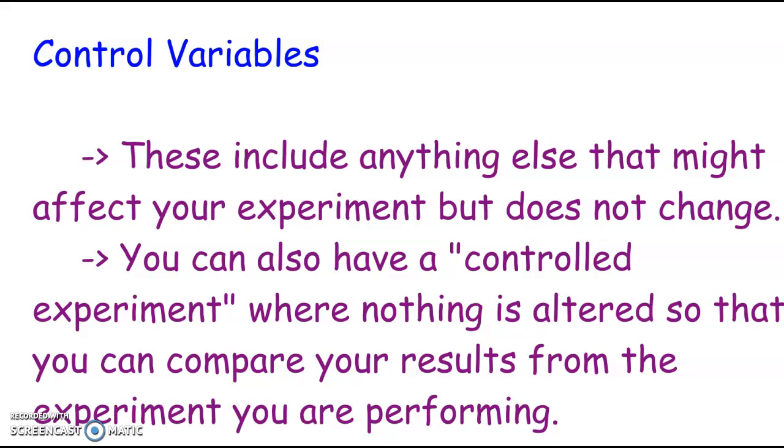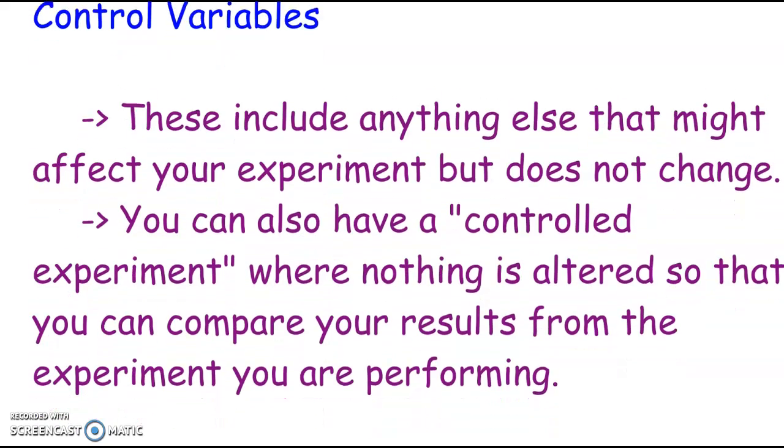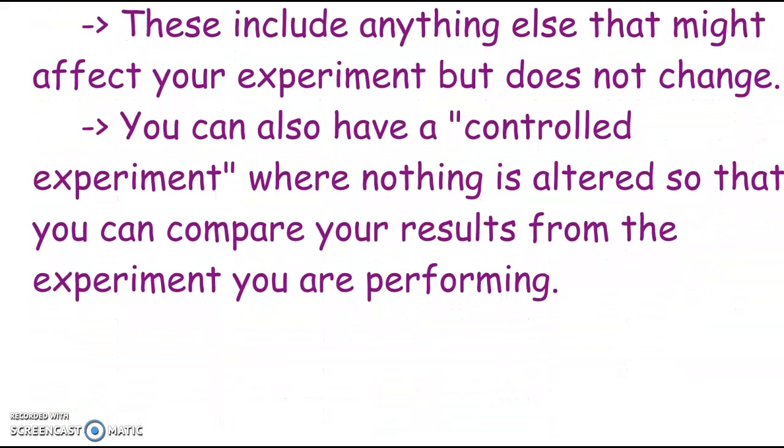And then we have a control variable. So control variables are things that could affect your experiment. So it might have an effect, but you do not want it to have an effect. So it's something that has to stay the same throughout your whole experiment. So for example, you want to have a controlled environment. So when you do an experiment, you only want the dependent and independent variables to have an impact. You don't want anything else changing, or else it could interfere with your experiment.